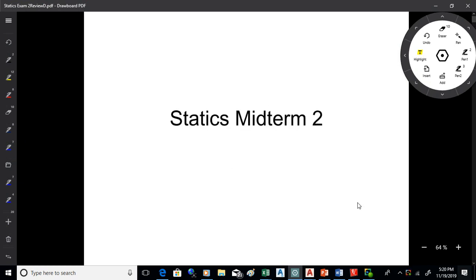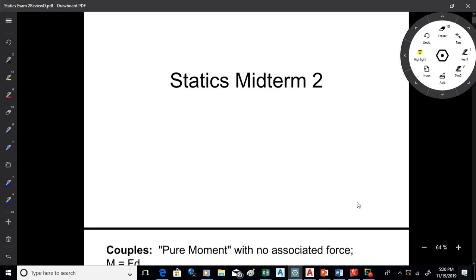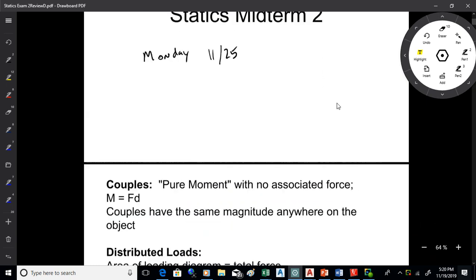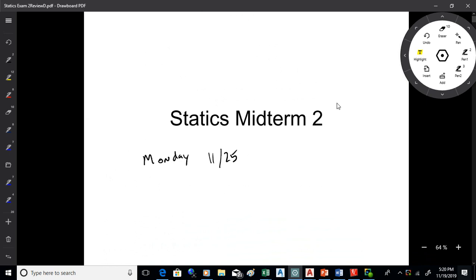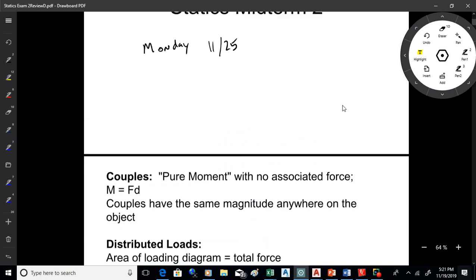Right, we have a midterm coming up on Monday, and that'll be the 25th. This is just a quick overview. You can go into Moodle under the test review downloads and you can find this list and also some example problems.